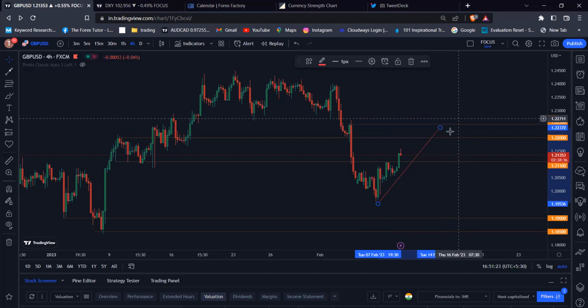This region is very crucial. If the pound breaks this level, then from the bullish perspective, the first target is the 1.2400 psychological number.